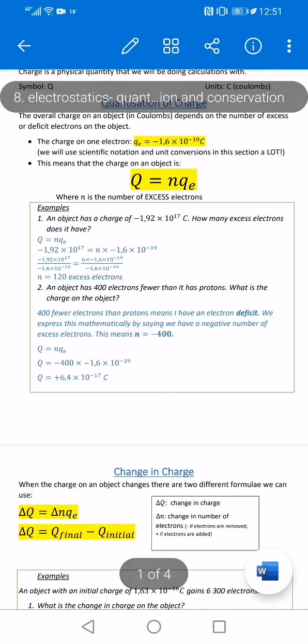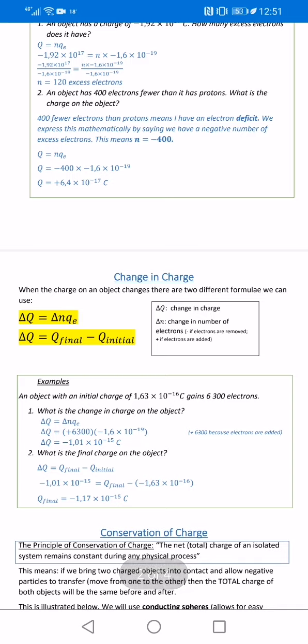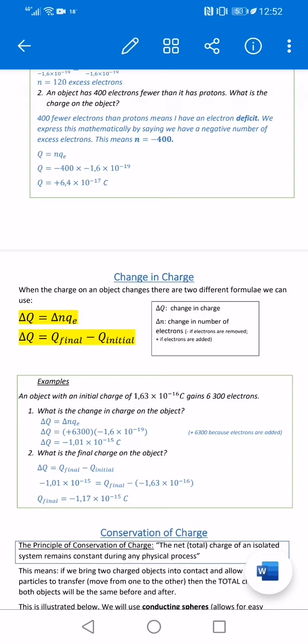Over here with the n, okay, if n is an excess of electrons, then n is positive. If you have a deficit of electrons, then n is negative. And then down here, if you've got a change in charge, if electrons are removed from your object, then that delta n will be negative, and if electrons are added to the object, then your delta n will be positive. Okay, and then there's a second formula here, and this formula is true for anything. Change in anything is equal to the final value minus the initial value. Okay, so change in charge is equal to the final charge minus the initial charge.